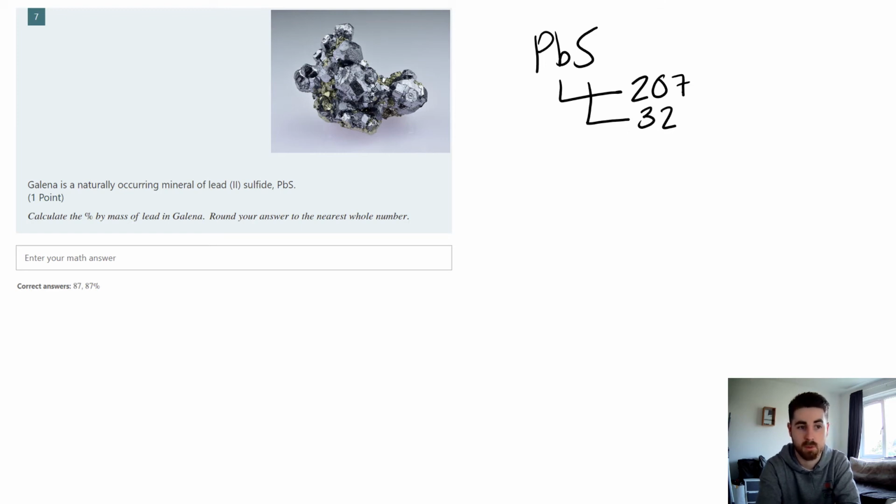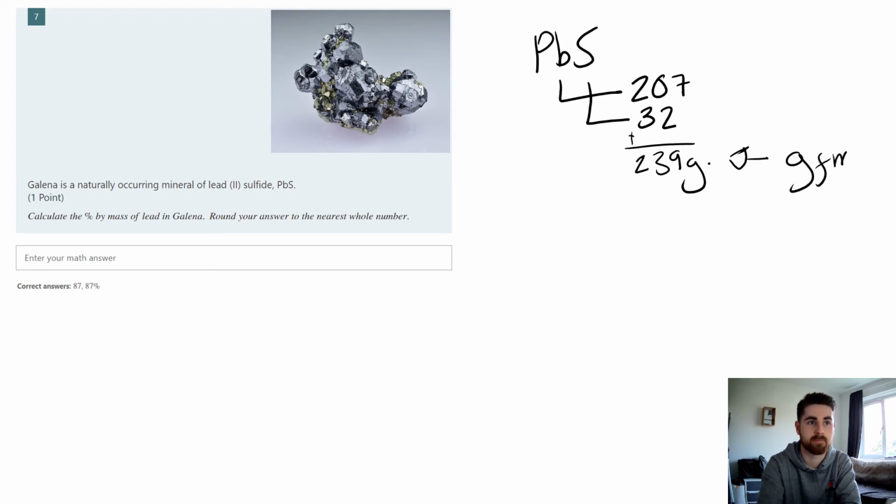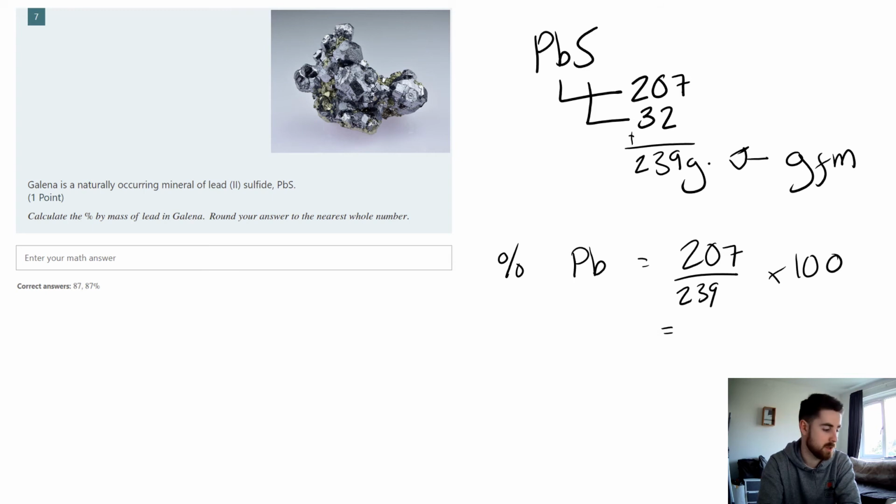So this is a very similar question to one we just saw previously. If we add those numbers together, you get 239 grams. So that is our GFM. To work out the percentage of lead in lead(II) sulfide, we take the mass of lead, which is 207, we divide that by the GFM, which is 239, and we multiply by 100, which gives us a percentage of 87. So 87% of lead sulfide by mass is lead.